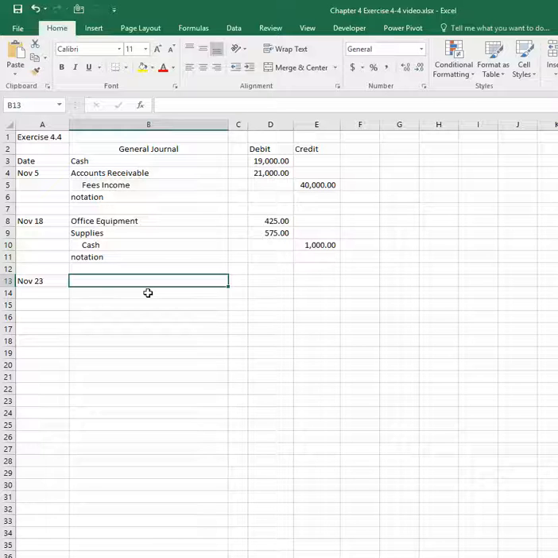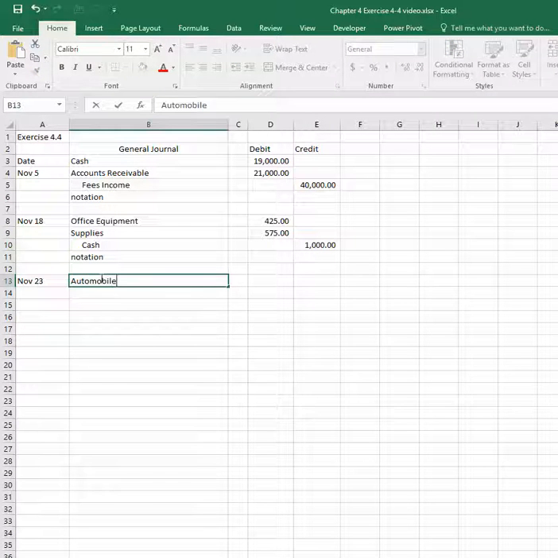It says we received invoice 1602 for $2,100 from Automotive Technicians Repair for repairs to the firm's automobile. We issued a check for $1,009 for half of the amount and arranged to pay the other half in 30 days. Okay, so we know that the credit's going to be cash and accounts payable because we weren't able to pay the whole thing. But we did have our repairs made, and when you have an expense, this would be an automobile expense, that is our debit.